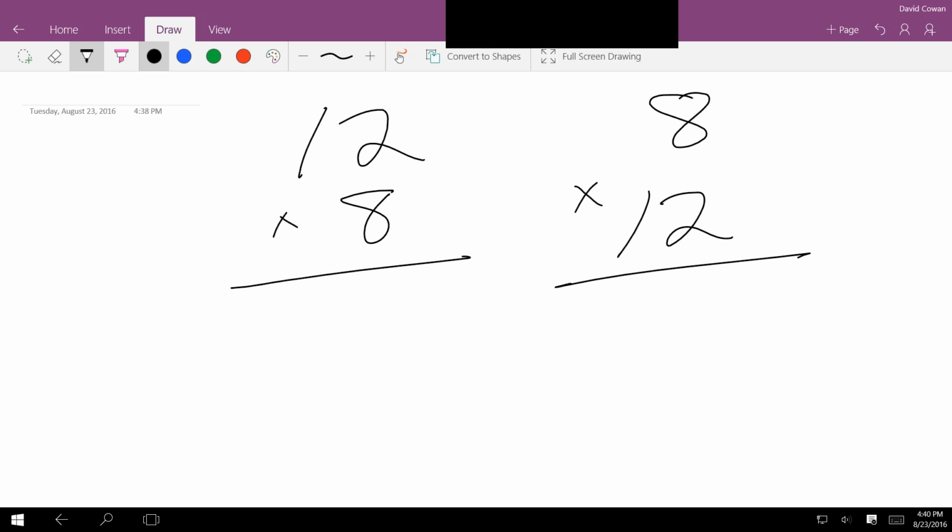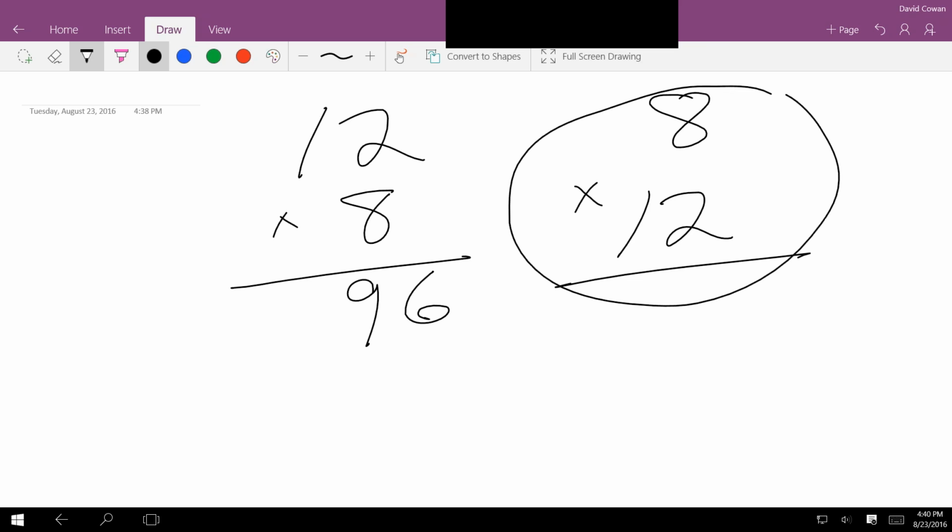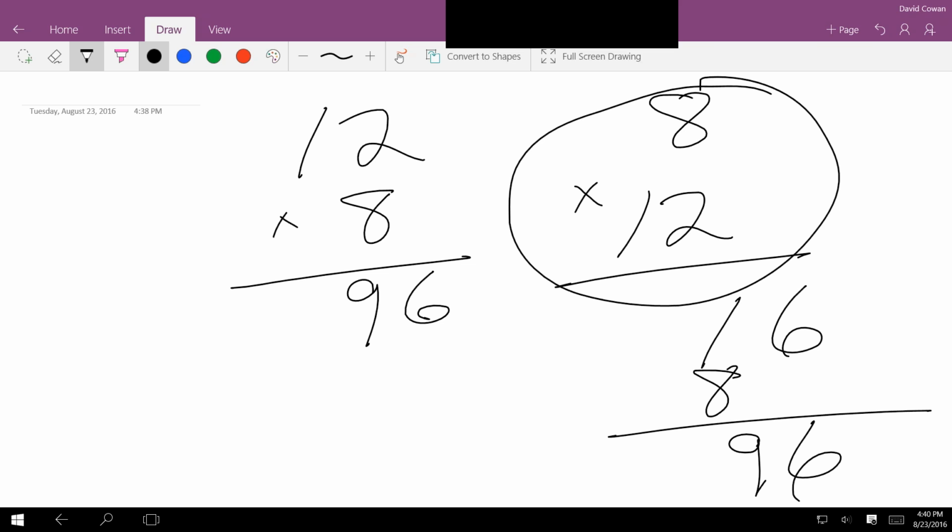I'm multiplying the 8 times the 2, which is 16, carrying the 1. 8 times 1 is 8, plus the 1 that I carried is that. Notice that if I do it this way, now I do 2 times 8 is 16. Now I got to do 1 times 8. And I got to put it there. Now I got to add the 2 lines. So it's always easier to multiply a number by 1 digit than it is by 2. So whenever you have a choice, always choose this method here.